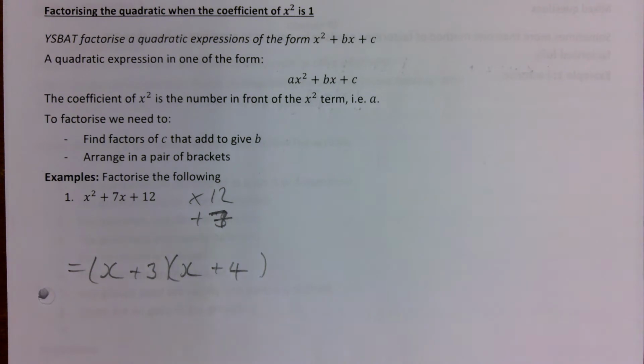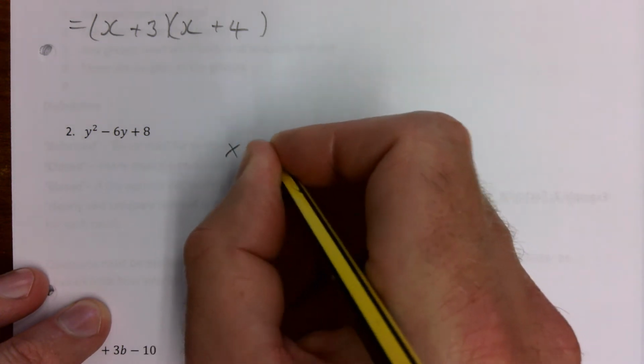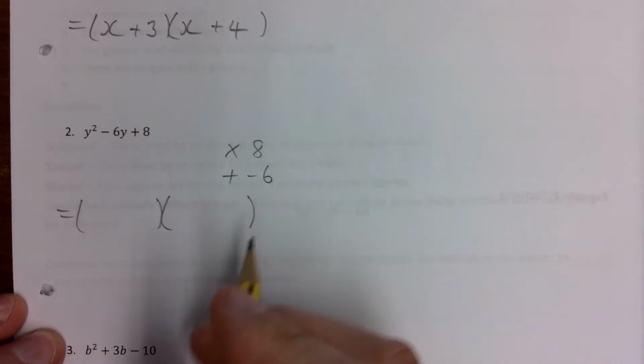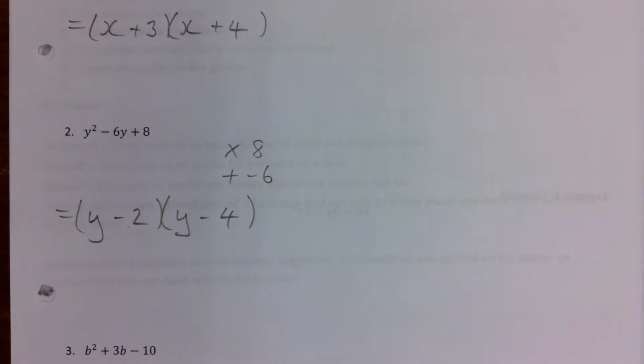Number 2, with y squared minus 6y plus 8, again same rule. We want them to multiply together to give 8 and add to give minus 6. So we need to give a wee bit of thought here because of the negatives in here, but hopefully you'll come across that it's going to be y minus 2 and y minus 4. Minus 2 plus minus 4 is indeed minus 6, and multiply them, you get a positive 8.